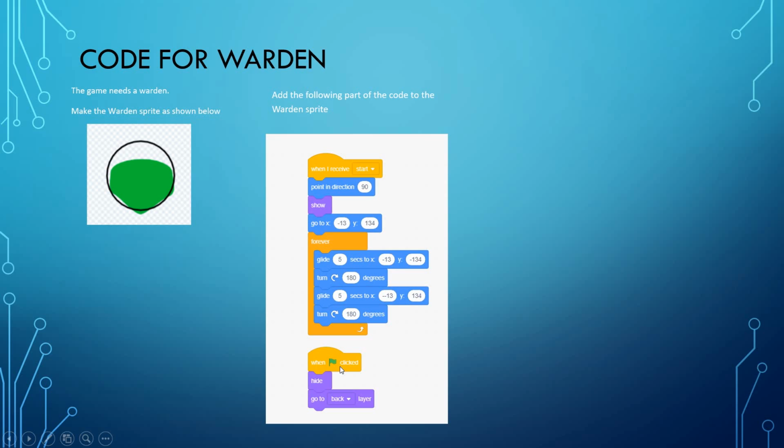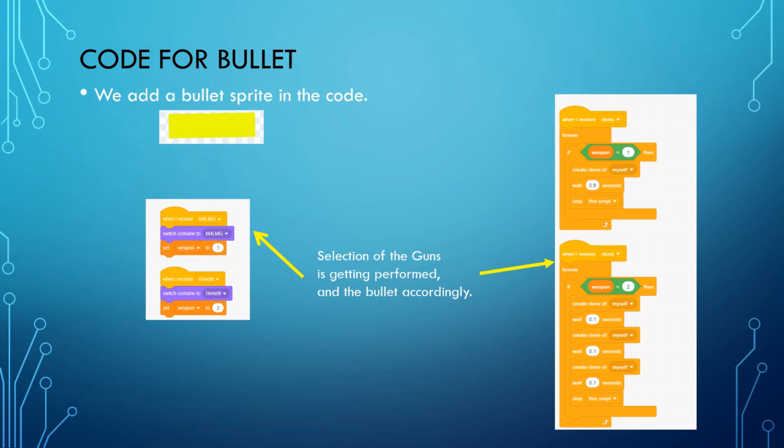When flag clicked, hide, go to the back layer. Now we have our bullet, because since we have added guns, we need a real bullet. We can add a bullet sprite in the code, which is basically we can add a yellow rectangle or any bullet which you might think looks good for your game. Selection of guns is getting performed and the bullet accordingly.